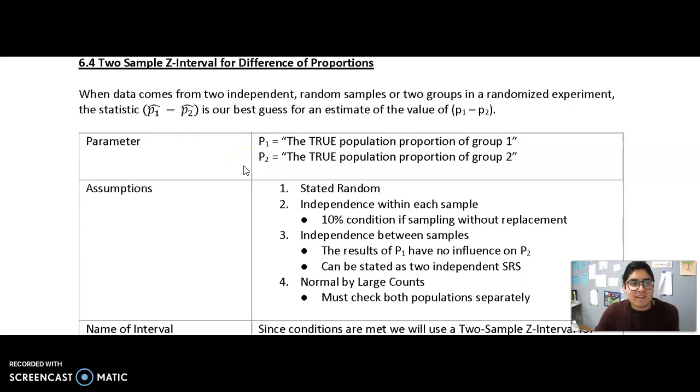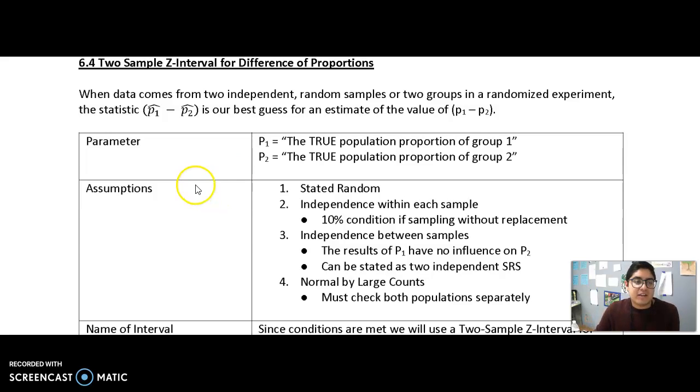Next up, our assumptions stay the same. We need some element of randomness, whether it's a random experiment or a random sample. We need independence within each sample by verifying the 10% condition. And then we need independence between the samples. And this can be stated as either two independent SRSs or some element of separation between the two population groups.